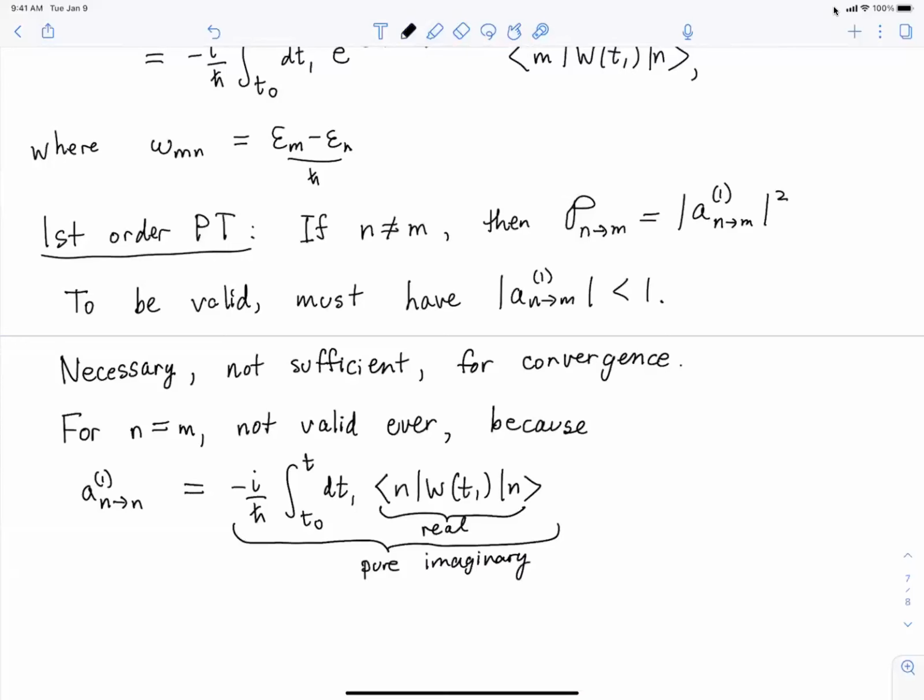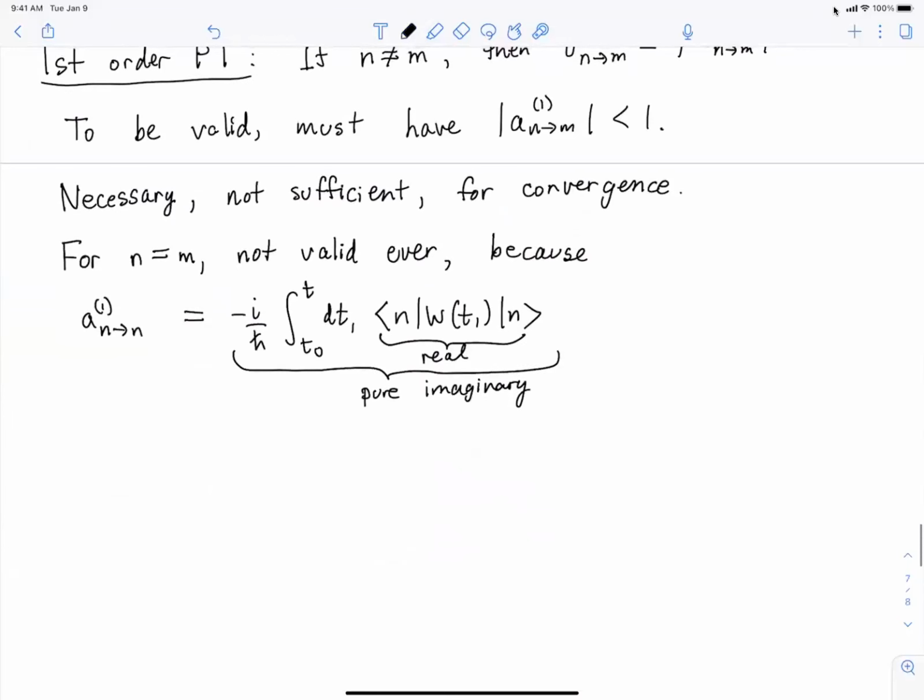Which isn't by itself a bad fact. There's nothing wrong with that. But now the probability for n to go to n is, at first order in perturbation theory, ... Now we can't forget about the A0 term because it's not 0 anymore.